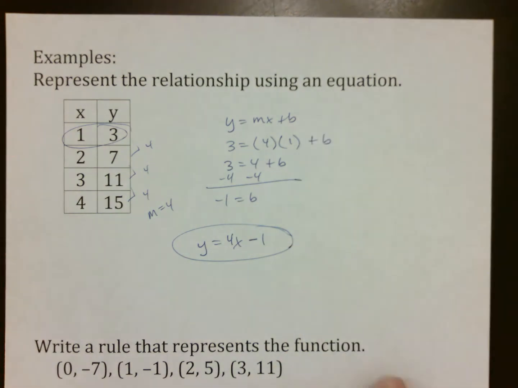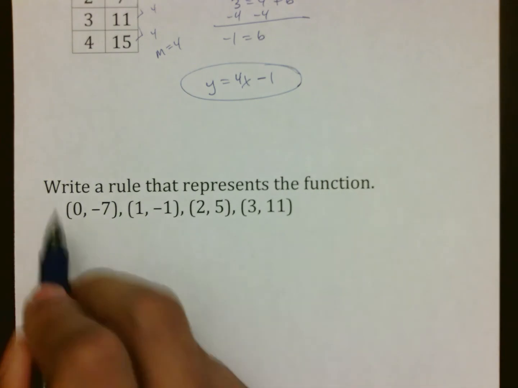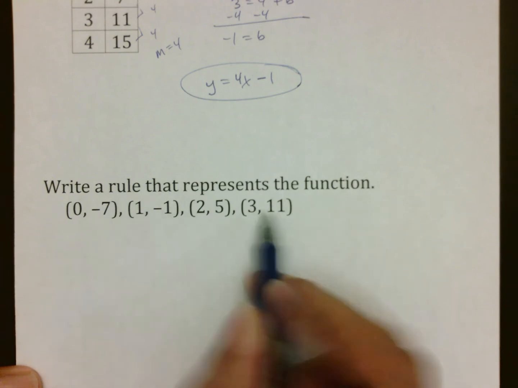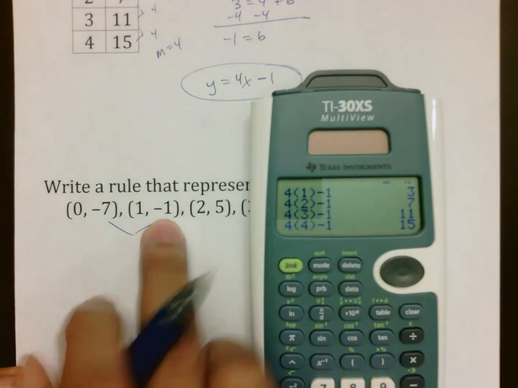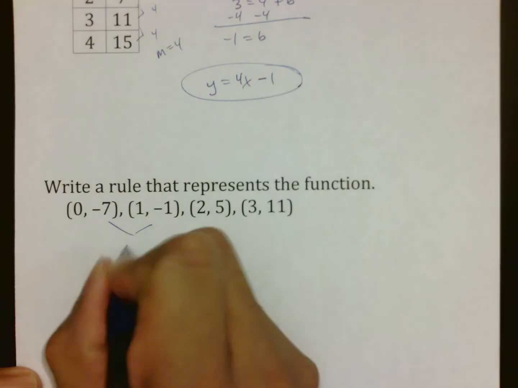Alright. Same thing here, write a rule to represent this function here. Again, recognize that your x's go 0, 1, 2, 3. That's the first thing you have to analyze: are my x's moving by 1? As long as that's the case, now we go ahead and do our subtraction. Remember, we do second minus first, so negative 1 minus negative 7. That's what's going to be tough. Making sure you get the answer of 6.